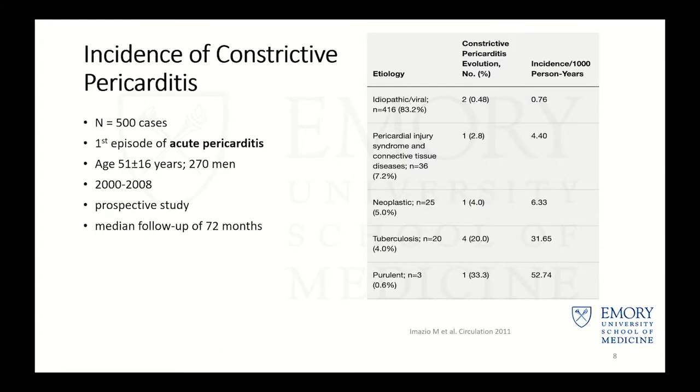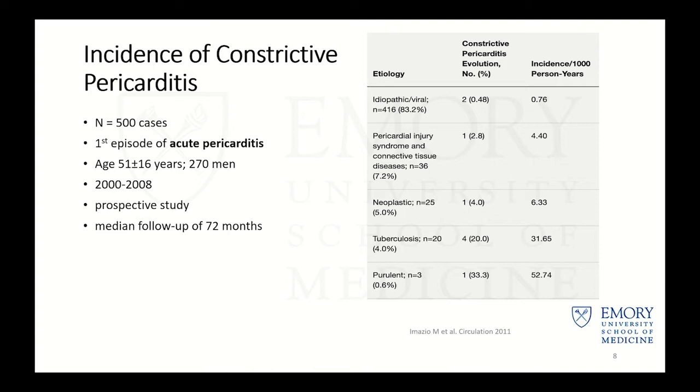There was a study from the European side by Imazio et al., published in Circulation in 2011. They looked at 500 cases of first episode of acute pericarditis. They followed them prospectively with a median follow-up of 72 months, and they tried to identify which etiology most likely will develop constriction eventually. So they found most of the cases were idiopathic viral acute pericarditis. As you can see, the incidence was very low. So it's less than 1% that develop constriction after an episode of acute pericarditis.